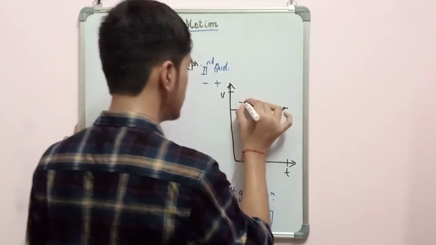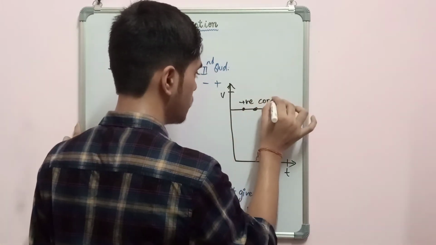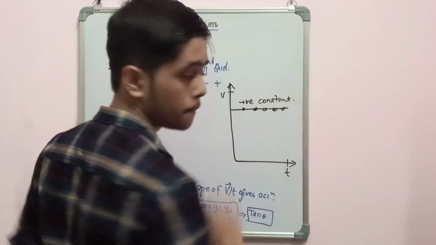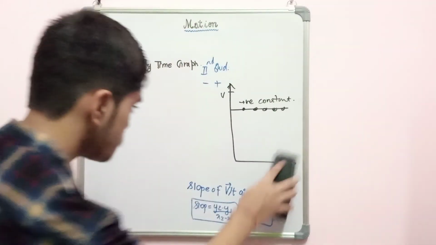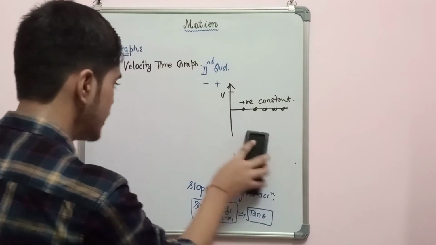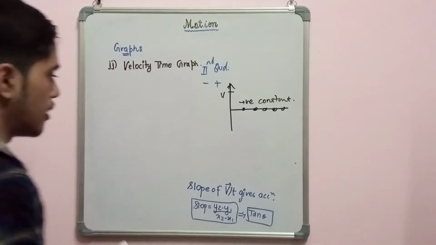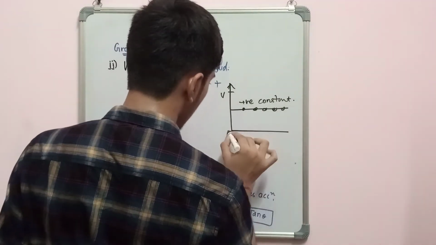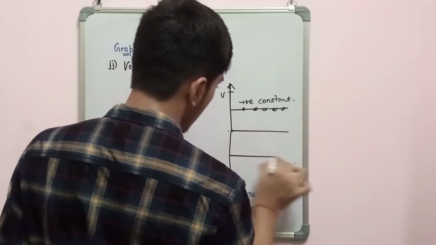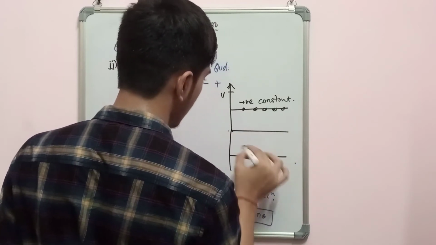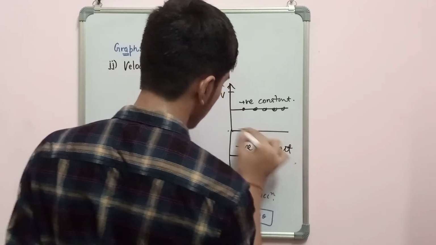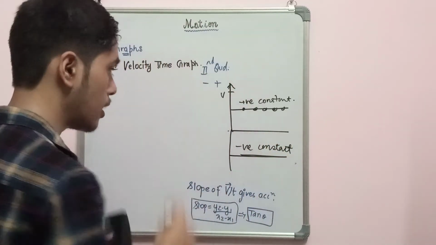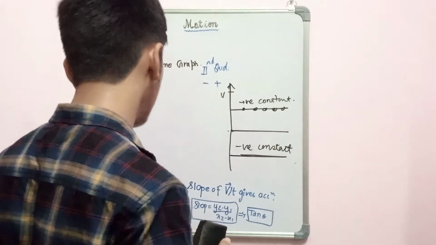So here velocity is positive constant. Okay, got it? Now let us say we make something like this, where velocity is like this, then this is a negative constant. Velocity is negative, since our y axis is negative, as I just told you. Okay, so I hope you have got this.